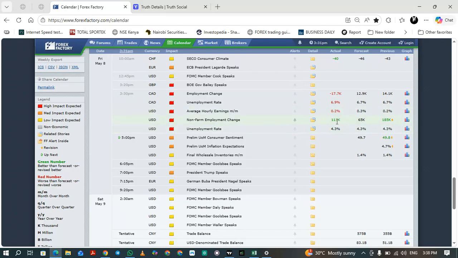So we have two high impact news. One is in red, one is in green. The average hourly earnings came out bad for the dollar. That means gold should be buying. That is scenario one. Then scenario two, the NFP, the non-farm employment change, came in good for the dollar, which means gold should be selling. So the market is confused.